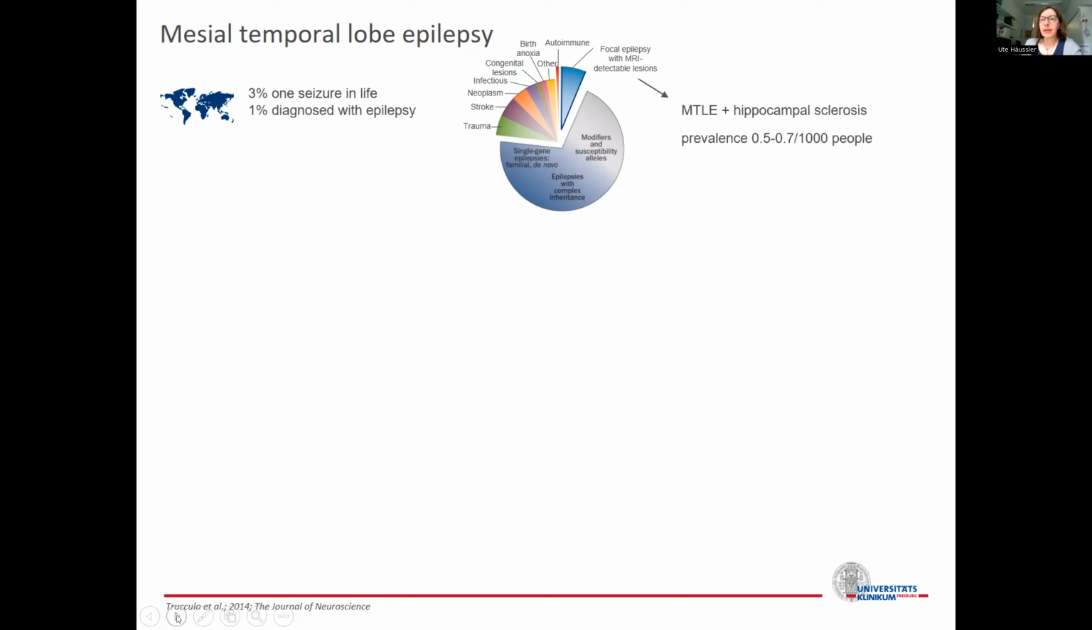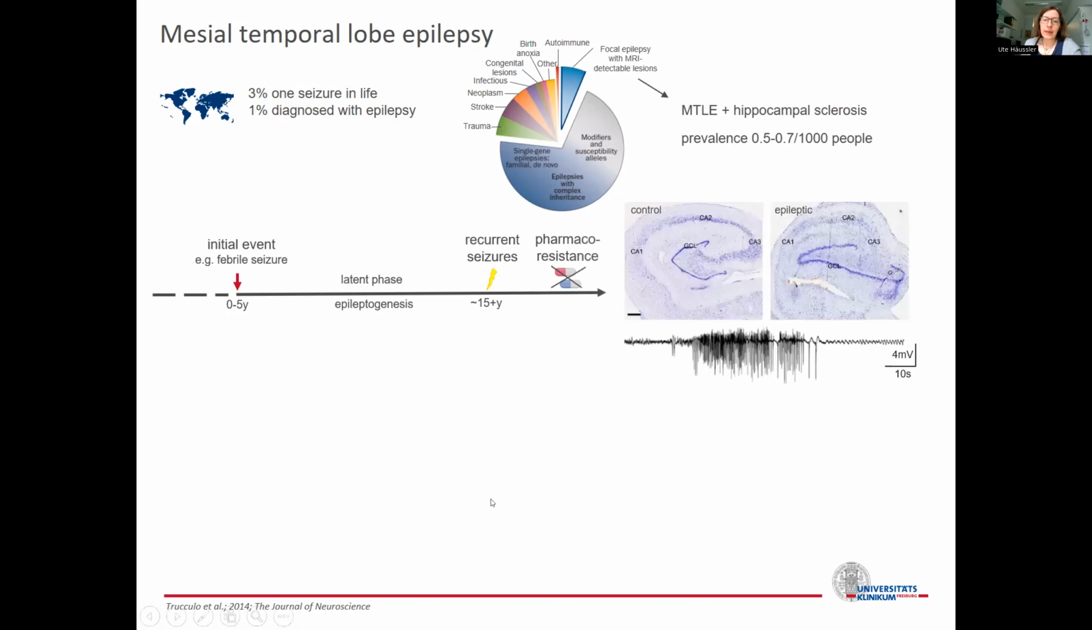Among these, the mesial temporal lobe epilepsy, or MTLE, with hippocampal sclerosis is the most common one in adult patients, and it has a prevalence of 0.5 to 0.7 of 1,000 people. In humans, this disease starts very often, though not always, with an initial event like a febrile seizure or some brain inflammation during early childhood.